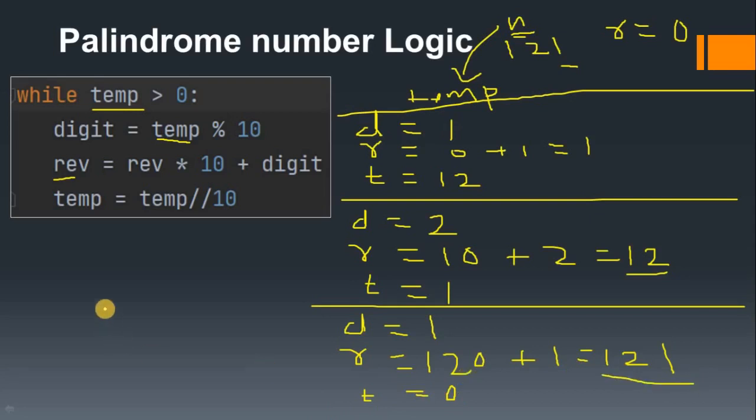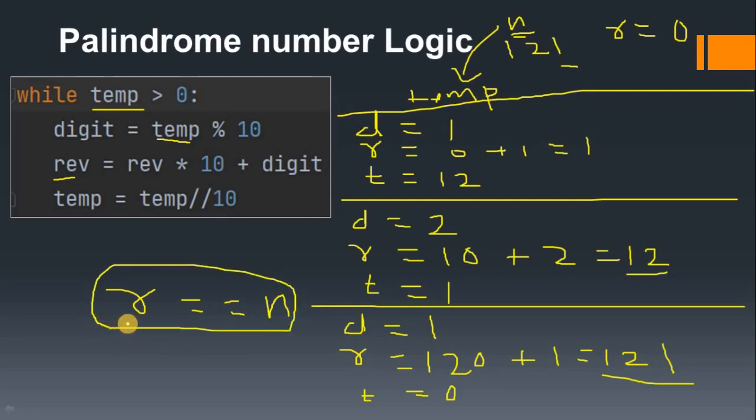And this 121 we will compare with the existing number. Okay, suppose that number variable we are using n. So if they are equal, it's a palindrome, otherwise it is not a palindrome. So now here we will go in the PyCharm and we will see this logic.